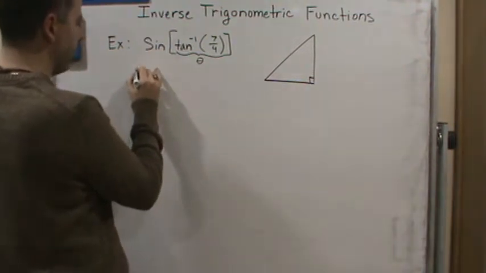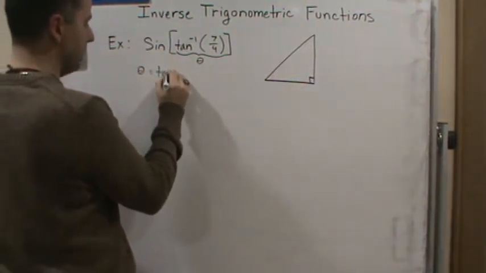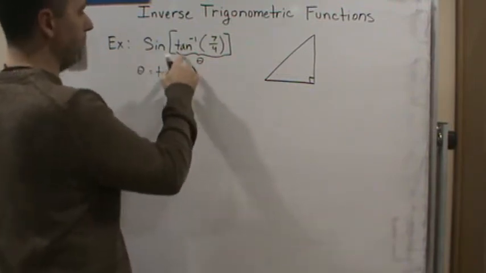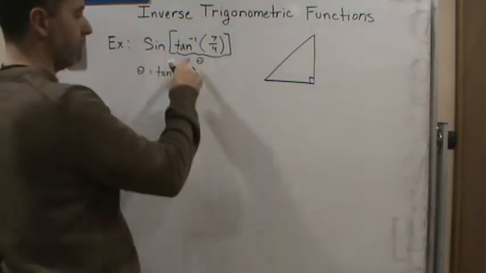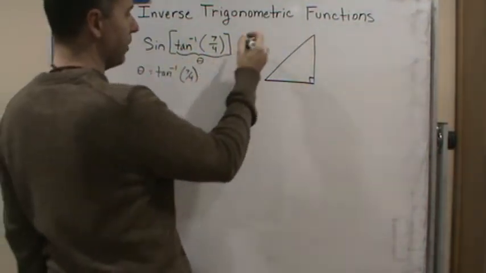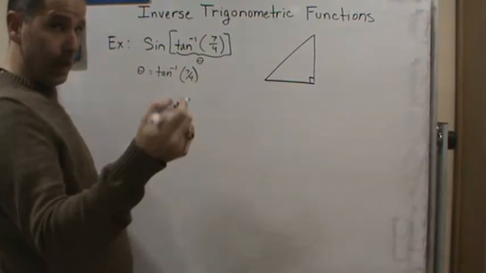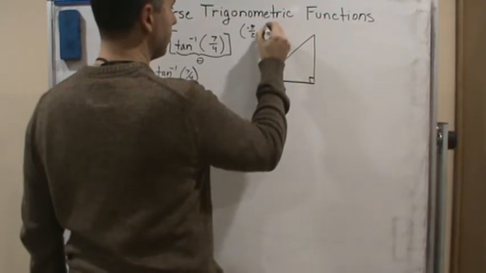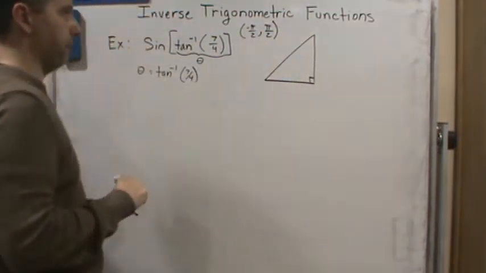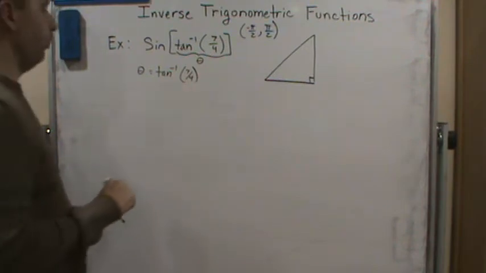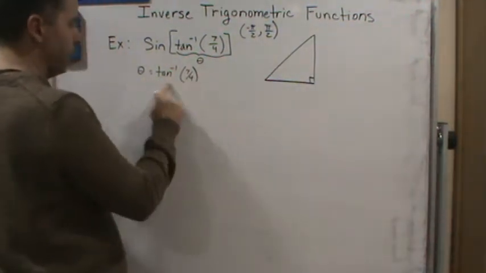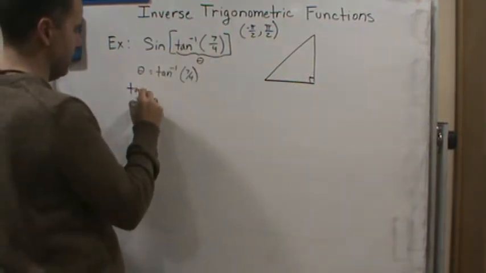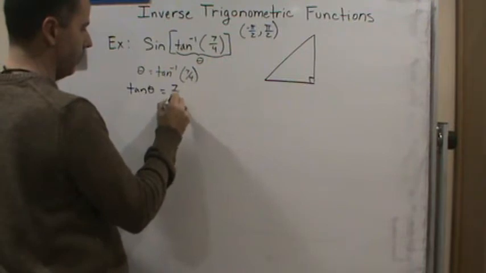So I know theta equals tangent inverse of 7/4, which then tells me, again, oh, by the way, what's the domain here? What's the restricted range? Well, in this case here, it's going to be what? Negative pi over 2 to positive pi over 2, okay? And so, if I know that I'm defining this as an angle, right? So theta equals this, so that means tangent of theta equals 7/4, right?